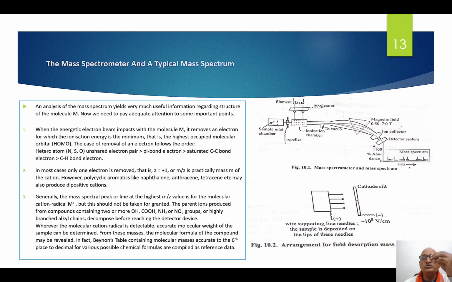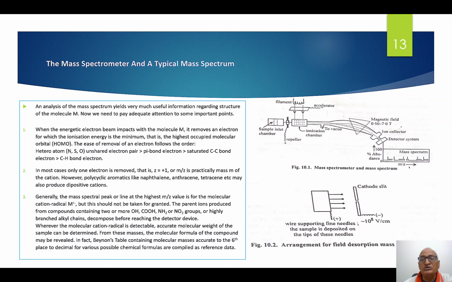Then a filament produces electrons. Energy of these electrons is increased by accelerator. Negatively charged plate, it repels the electrons by 70 volt current. So the kinetic energy is raised. These electrons hit the molecules to cause their ionization. And the molecule, after ionization, decomposed into cations, free radicals, atoms, neutral molecules. The vacuum pump draws out all but cations.